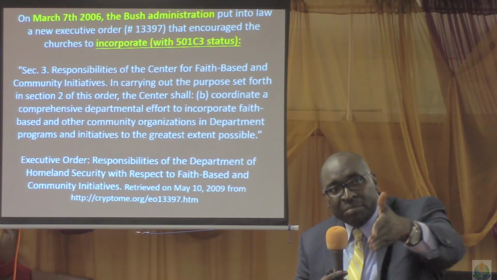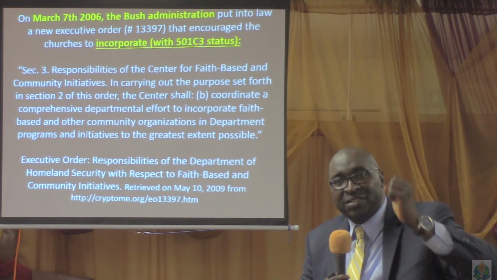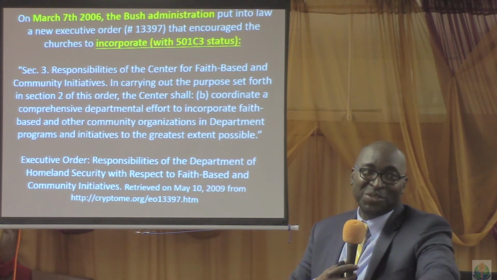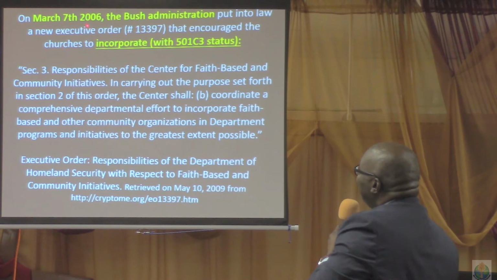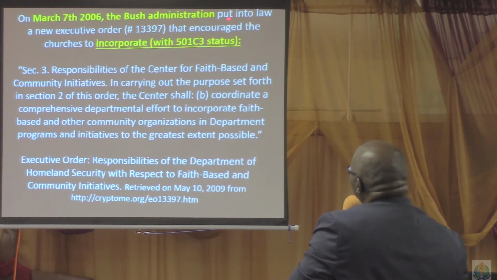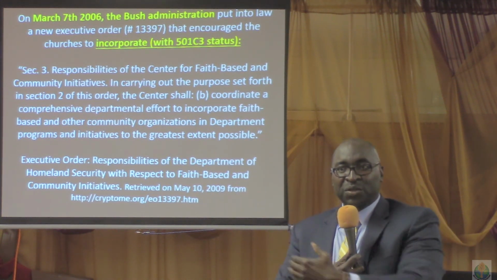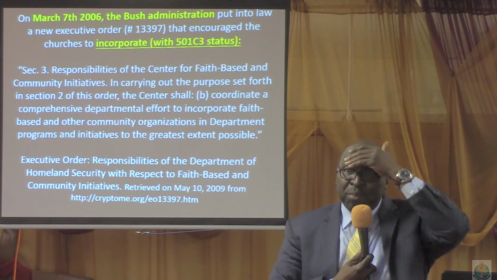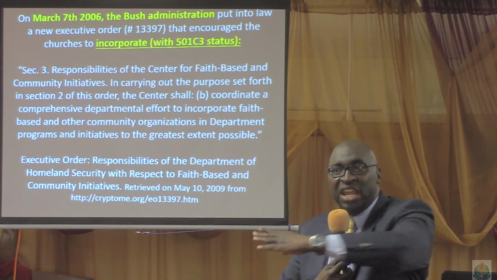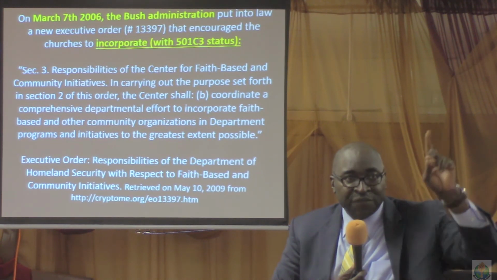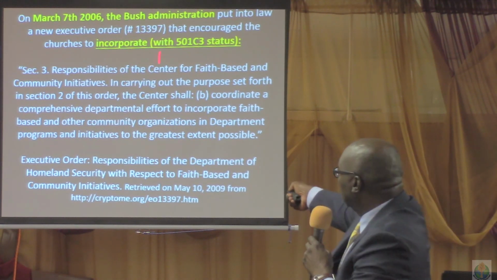With that law in the book from 1954, something interesting started happening to fulfill the second part, which is sustaining their what? Institutions. On March 7, 2006, the Bush administration put into law a new executive order that encouraged churches to incorporate the 501c3 status. So in 2006, the Bush administration went on a nationwide plan to get as many churches as possible under the 501c3.